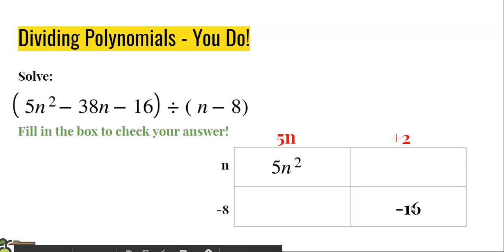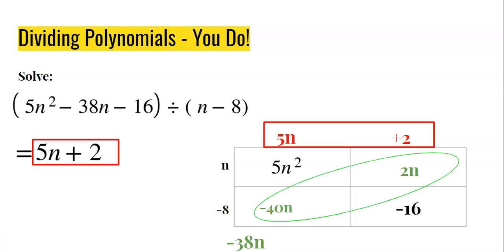Finally, we're going to check our answer by filling in the rest of our box. So 5n times negative 8 is negative 40n. 2 times n is 2n. Negative 40n plus 2n gives you negative 38n, a little bit cut off here. And notice everything matches. 5n, negative 38n, negative 16. Exactly the same, so we know our answer is correct. Therefore, I know my answer is what I found, the binomial 5n plus 2.